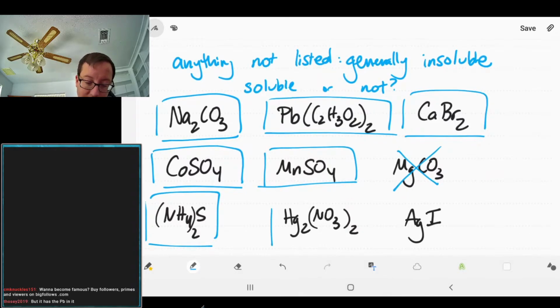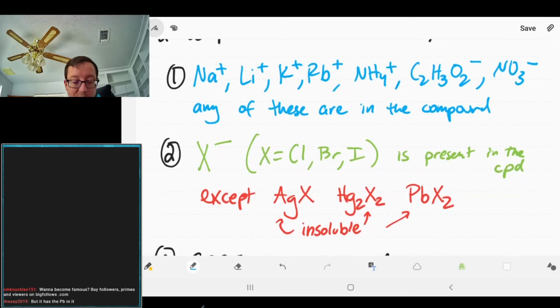These rules are not contradictory either, right? They might be supportive, like sodium chloride is both rules 1 and 2. Anything with sodium will be soluble. Most things with chloride will be soluble. There's no contradiction there. Anything with nitrate will be soluble.